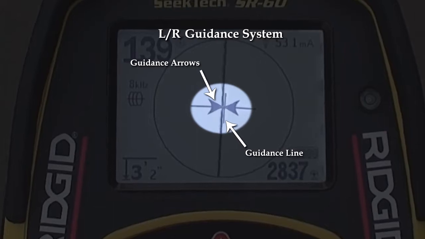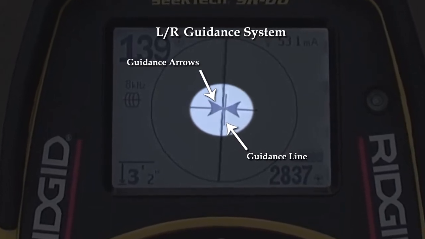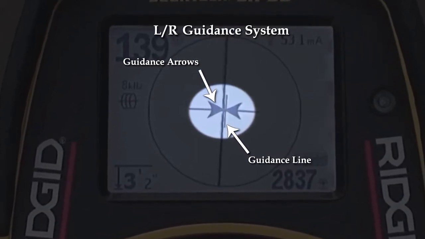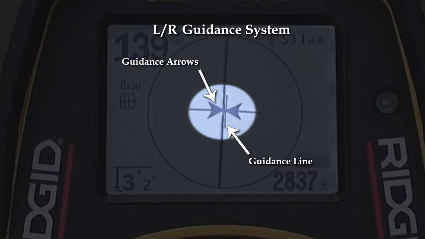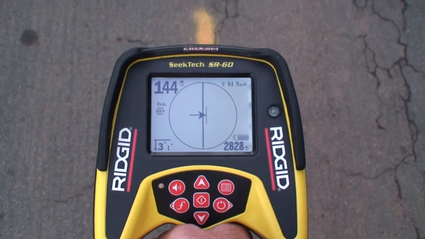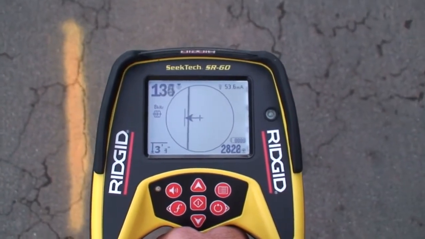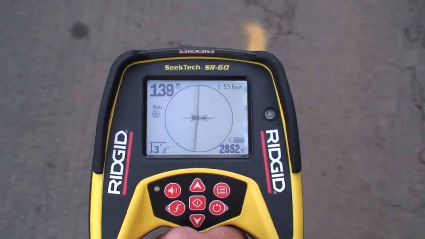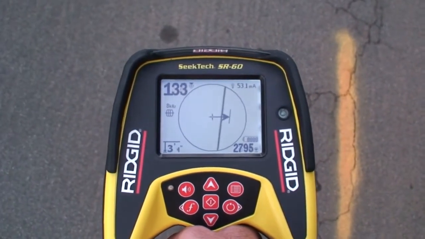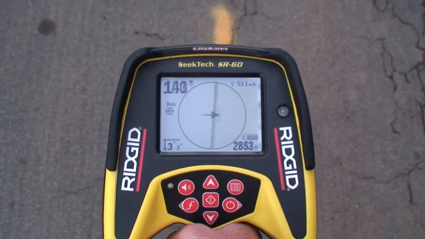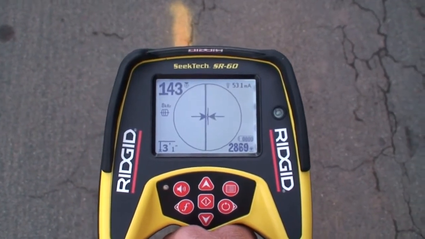Next, we'll look at the left-right guidance system. This display element is independent from the tracing line and has 2 parts, the guidance arrows and the guidance line. When you move the receiver across the signal, the guidance arrows track the signal in real time, pointing in its estimated direction. And when you're directly over the signal, the arrows will point inward to the center of the display.